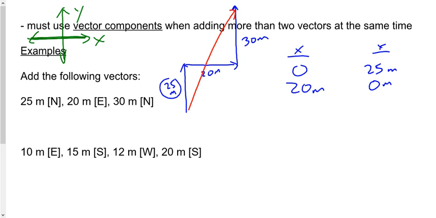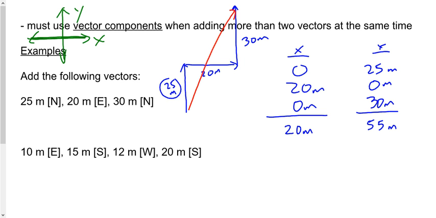How much of the 30 meters is x component, horizontal? 0. How much of it is y component, up or down? All of it's up, right? So 30 meters is up. Let's add these up. 0 plus 20 plus 0 is 20 meters. 25 plus 0 plus 30 is 55 meters. So far, so good?